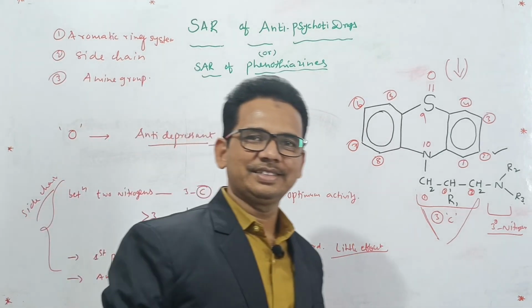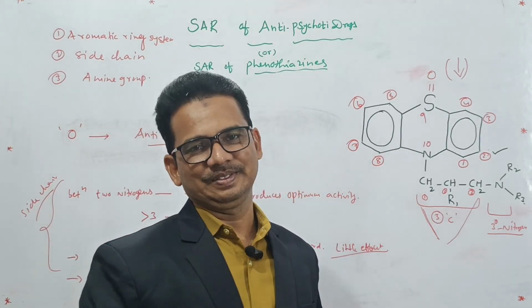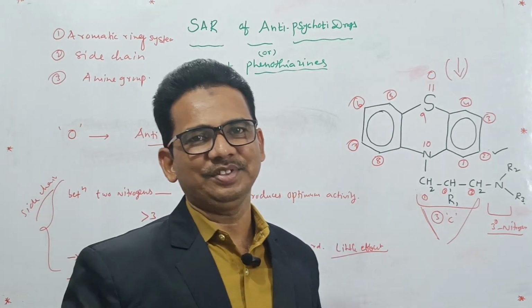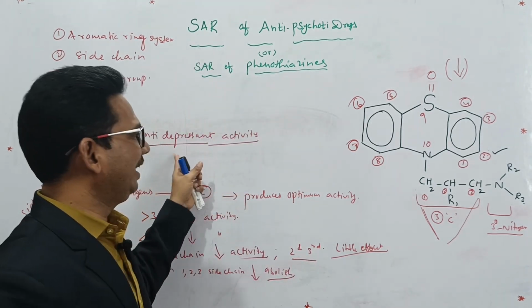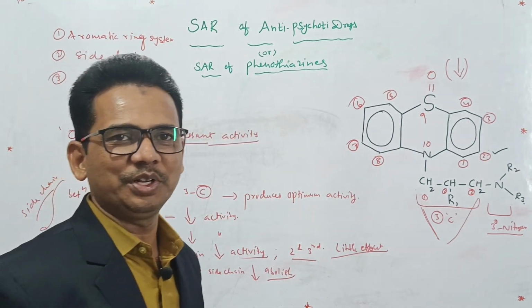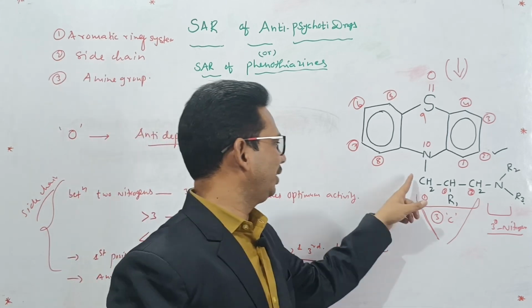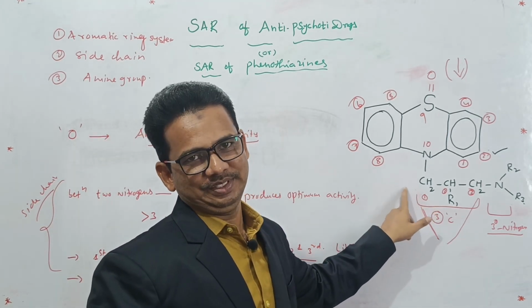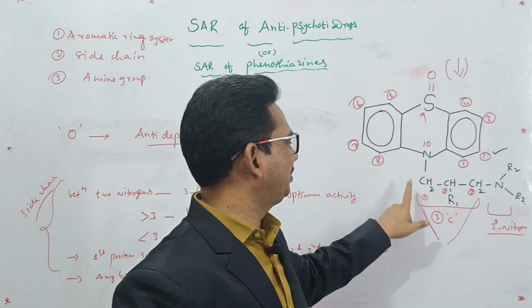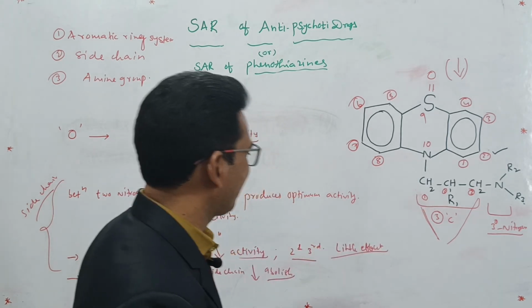Generally psychotic drugs cause depression of the central nervous system, but here it produces antidepressant, meaning the opposite action is going to be produced. That's why you cannot do substitution at the first position. Remember that. No substitution should be done here.